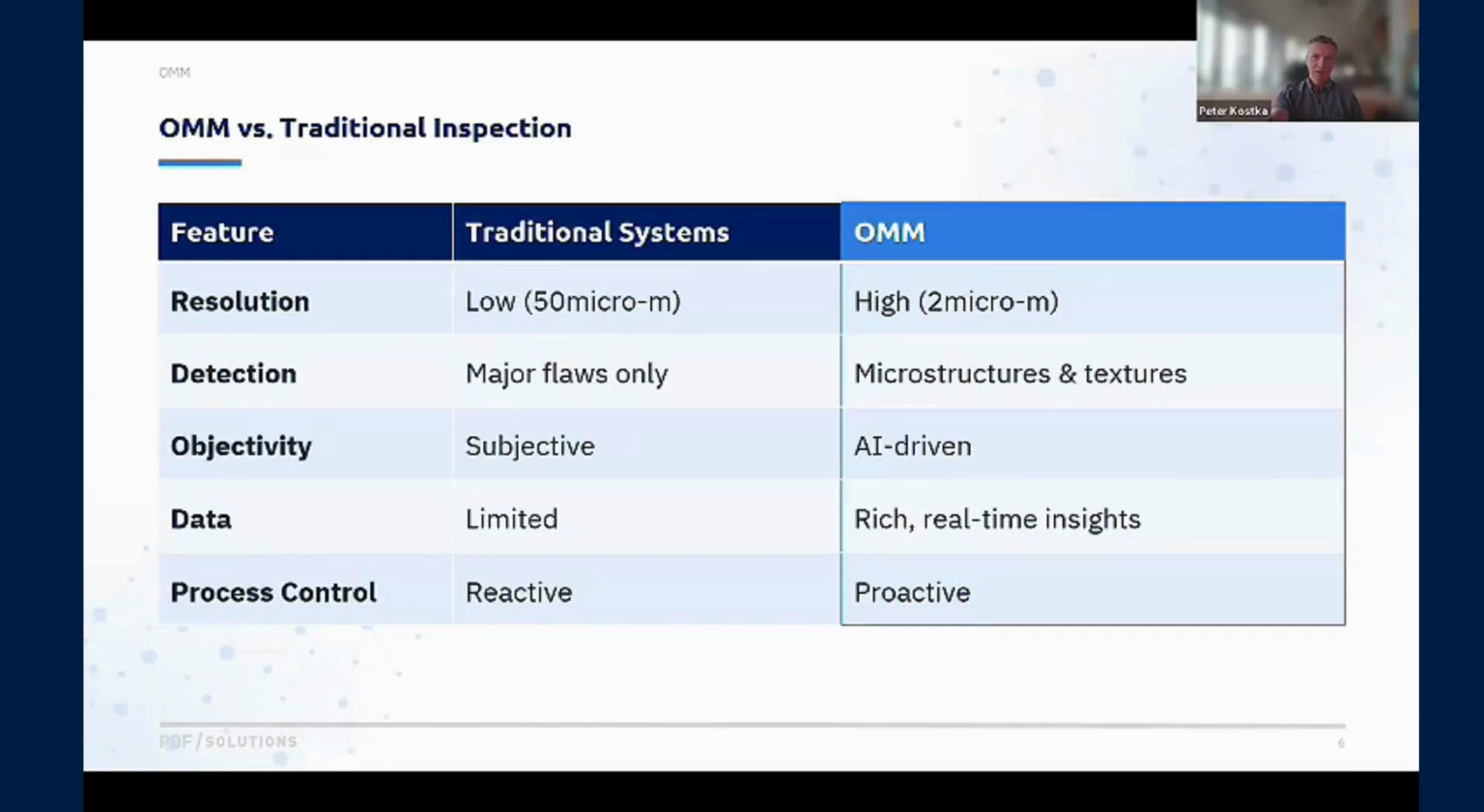Really quick overview. We call it OMM, Optical Measurement Module. Our company is called PDF Solutions, so we need to put a 3-letter acronym into everything that we do. How is it different from traditional systems? The biggest thing is the resolution. So two micrometers roughly versus 50 micrometers if you're using a traditional system. What that lets you do is get some kind of data from every single image.